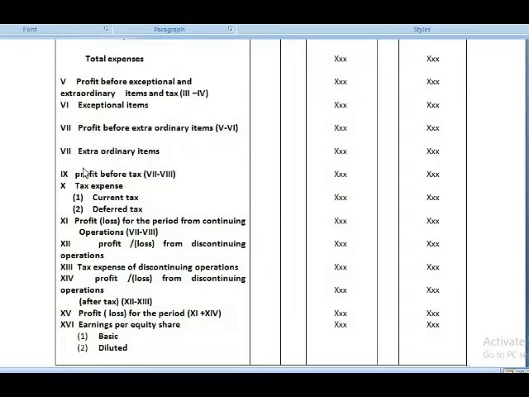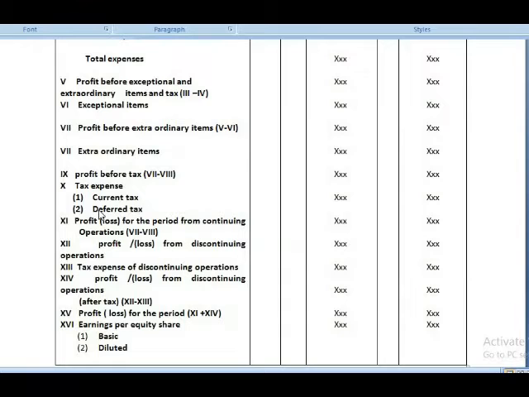The next is tax expenses. The tax expenses include current tax and deferred tax. The current tax is the amount of income tax payable in respect of taxable income calculated as per the Income Tax Act for a particular period. And deferred tax is defined as the tax effect of timing differences. The timing differences include the difference between taxable income and accounting income for a period.